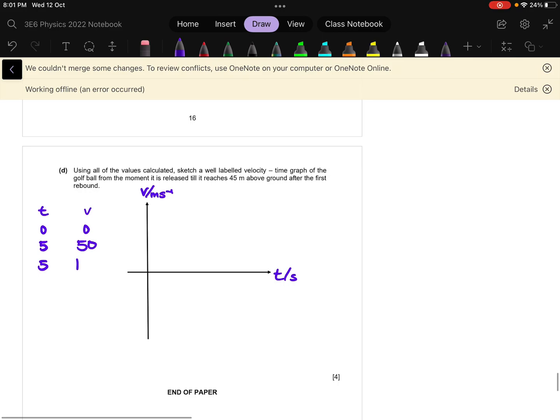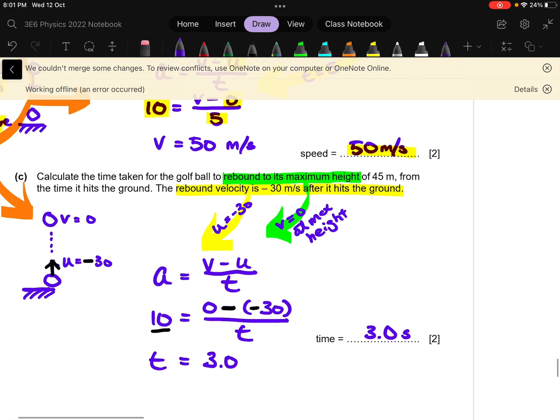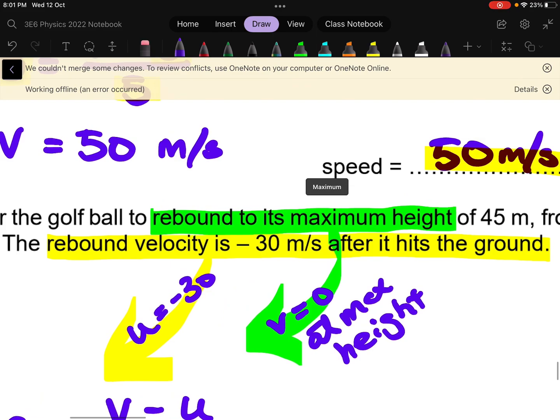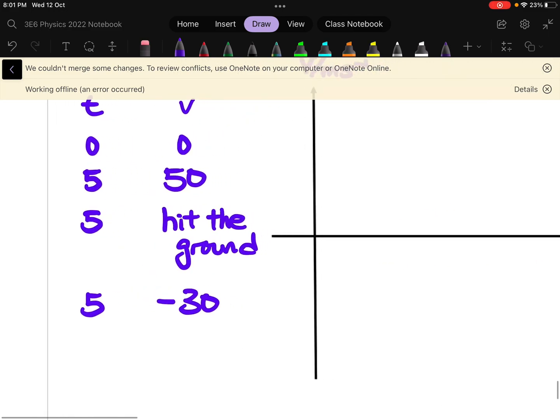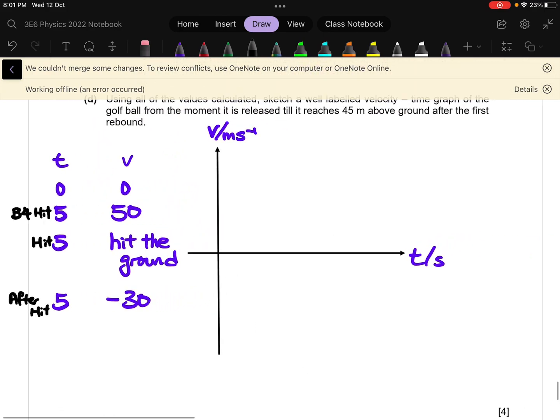Then at the 5-second mark, it also hit the ground, right? And after it hit the ground, within the same 5 seconds, it actually rebound, and it rebound upwards 30 meters per second, right? So it rebound 30 meters per second after it hits the ground. So this is before it hit, then it hit, then after it hit, right, in the same 5th second.